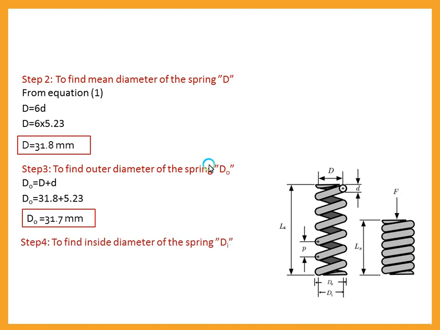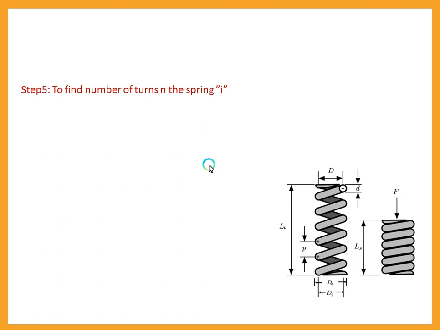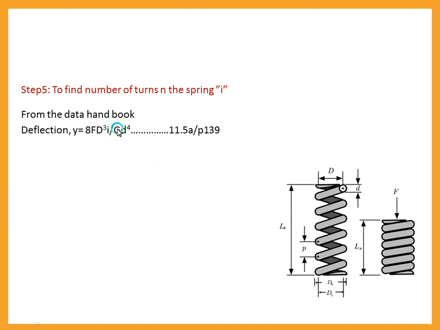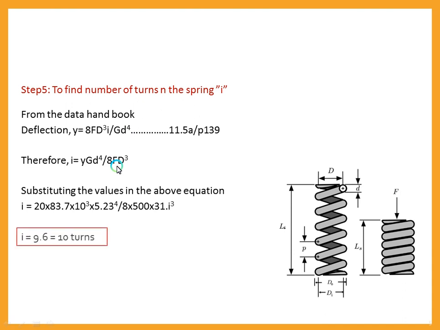In a similar way, step 4 is to find the inside diameter of a spring, DI. The formula states DI is equal to capital D minus small d, the difference of those two diameters. Therefore, substituting the values, DI would be 26.57 mm. Step 5, moving ahead, would be to find the number of turns in a spring. From the data handbook, the deflection formula is y equals 8 F D cubed I divided by G d to the power 4, equation 11.5a, page number 139 of the data handbook. Therefore, equating this, I would be y G d to the power 4 divided by 8 F D cubed. Substituting the values in the above equation, I would be 9.6. I round it up to 10 turns.